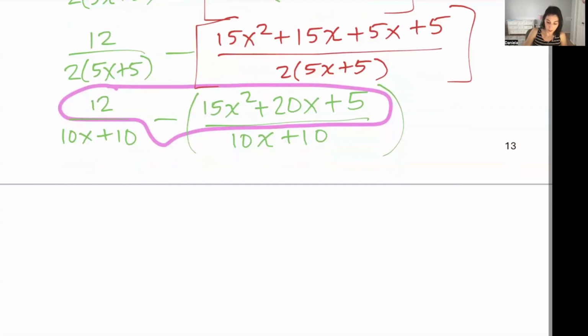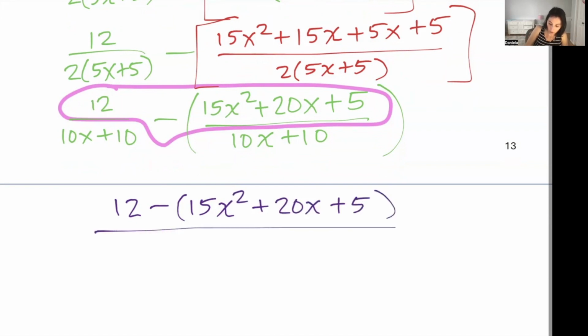So now that we have common denominators, you combine the numerators, so that's going to look like 12 minus this entire numerator, so it should be in parentheses, right? And then all over 10x plus 10. So now the last thing that we should do is simplify, right?